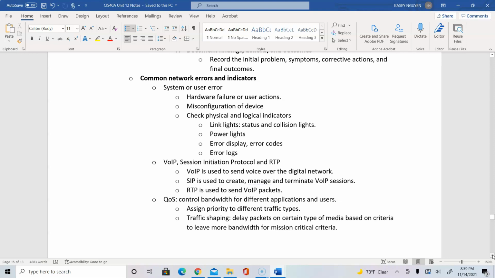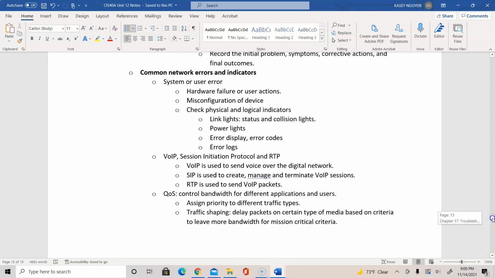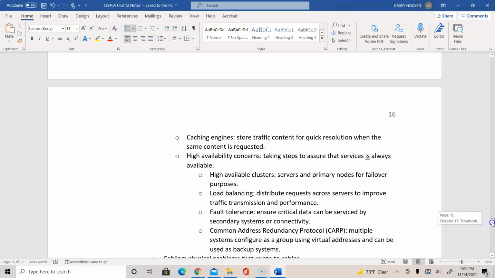On the logical side, we would then look at things like protocols, sessions, how the sessions are terminated, managed, and created, how RTP would then be used, especially for voice over IP. We can also look at quality of service features and how the configuration of QoS is used to prioritize traffic shaping, caching, and also for availability.